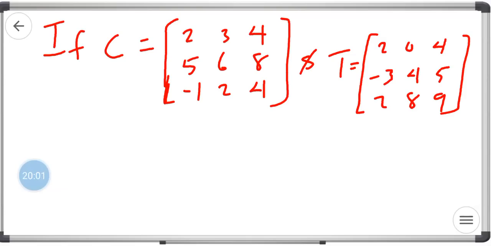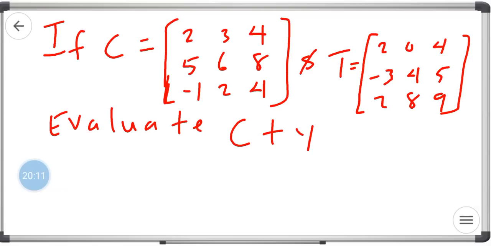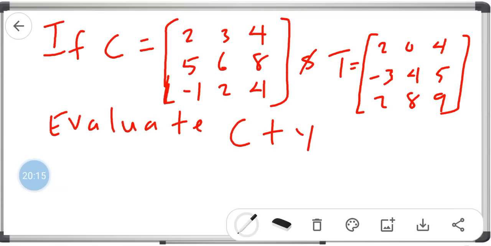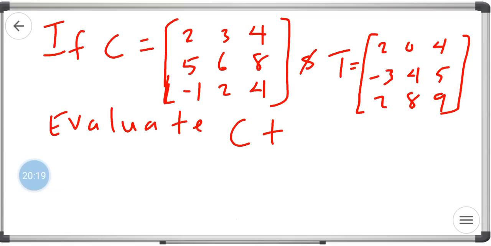Now evaluate C plus T. So evaluate C plus T. Now to be able to solve for C plus T, it means we have to add them together.